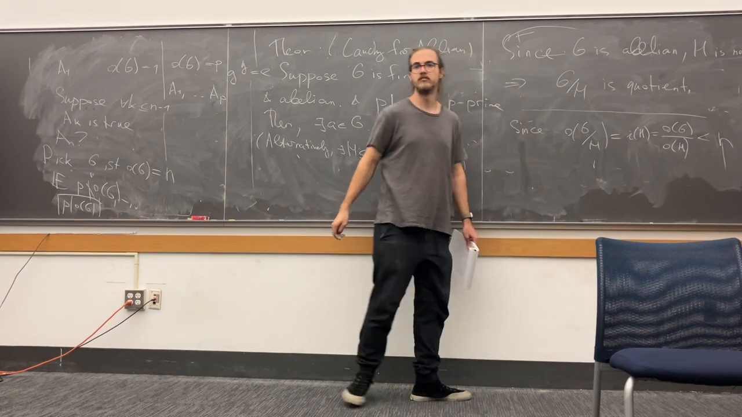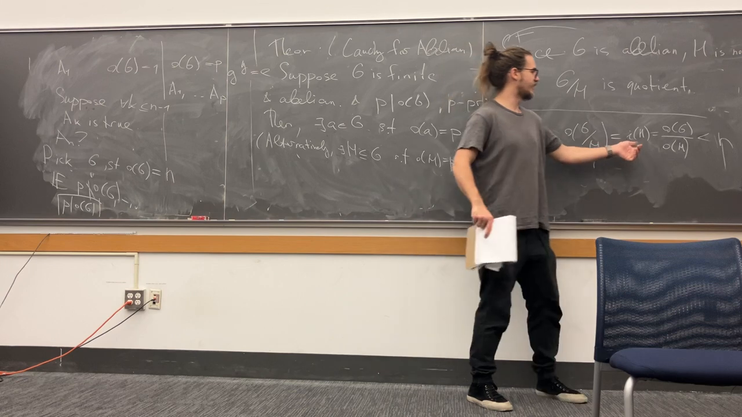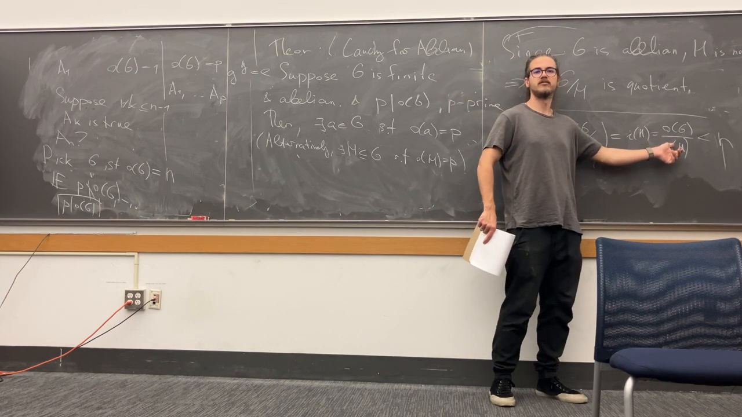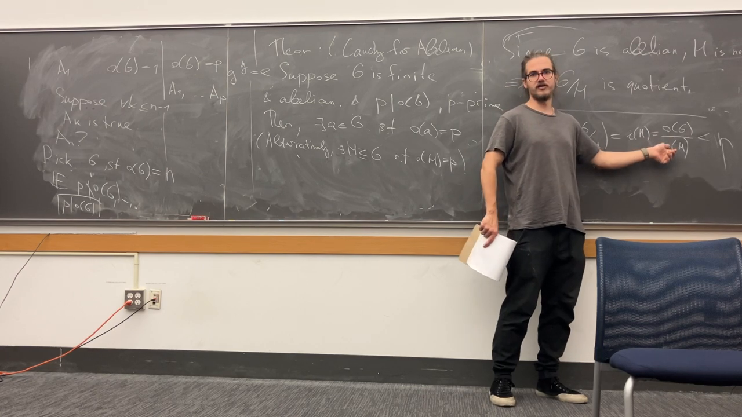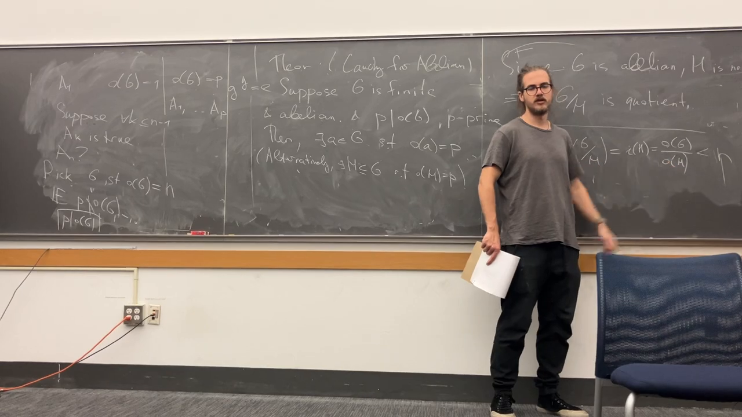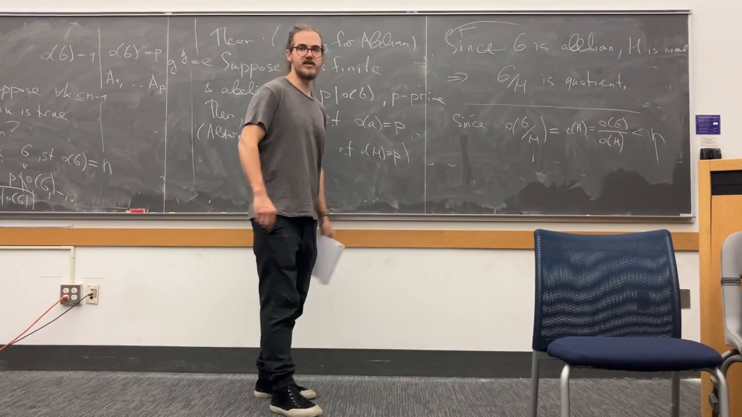What is the index of H? The index of H is how many right cosets there are. That was right after we did Lagrange's theorem. Index of H is literally just how many different right cosets of H there are before it gets repeated again. This is just the definition of index. Okay, so we get that this is less than n.